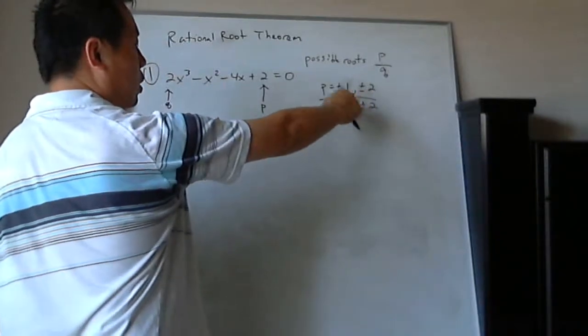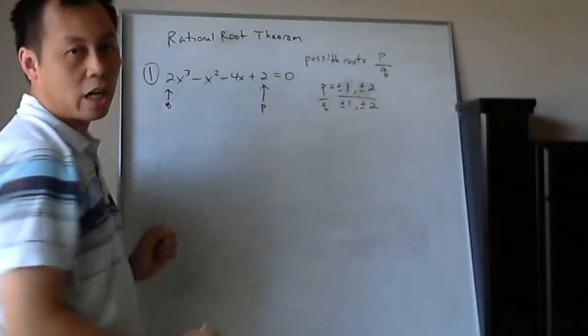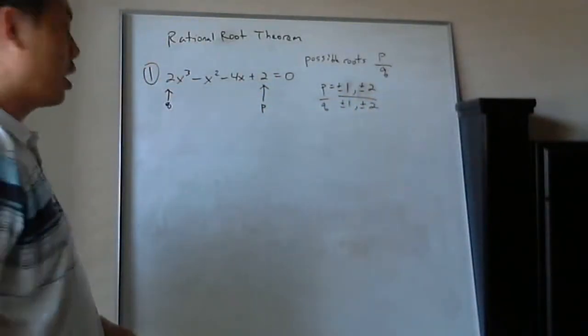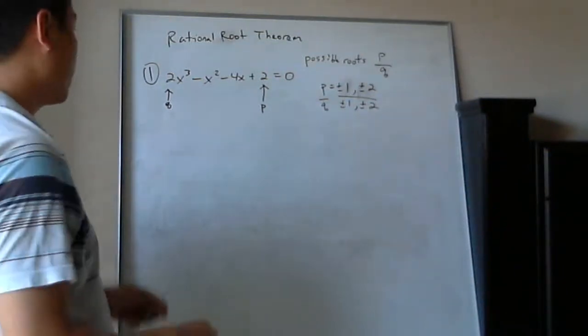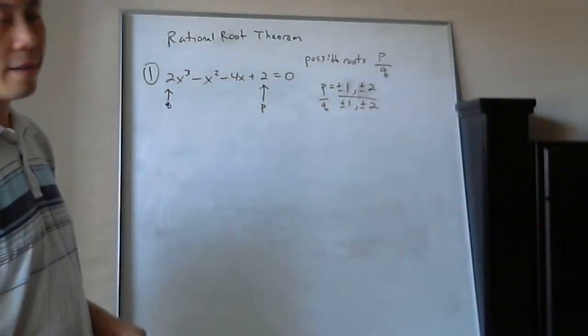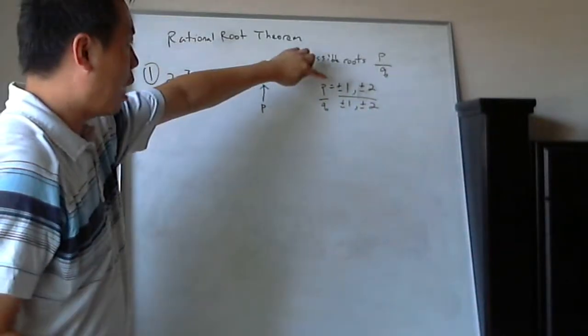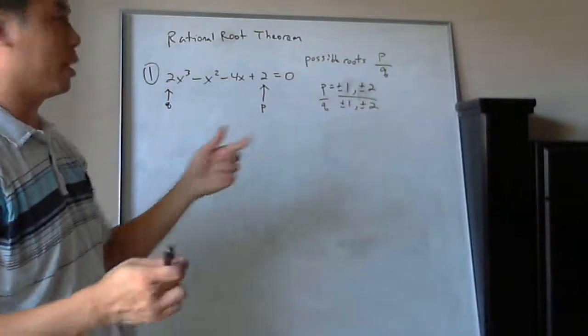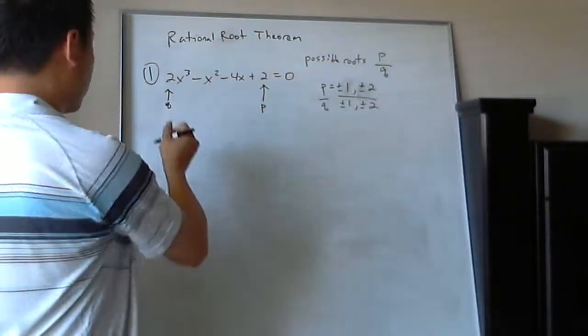So there's a rational root somewhere in this combination, and that's what the rational root theorem says. You have to try and see which one is a root among all these possibilities. So let's try the easy one. How about positive 1 over positive 1? Let's do 1. And the method you use is synthetic division.